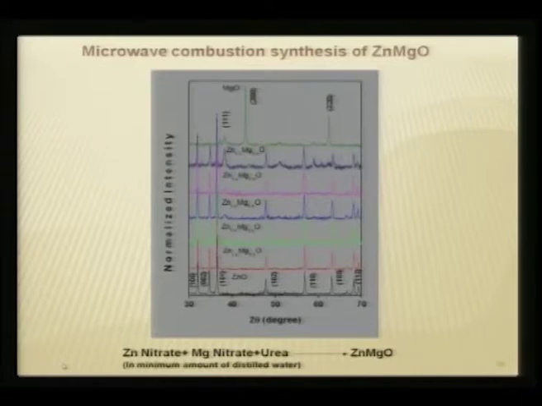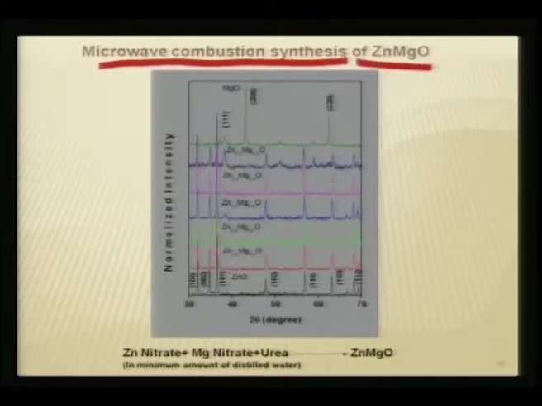Now, to prove this point as to how this chemical synthesis can control the PL properties, let us take one more example of a microwave combustion synthesis. Now, microwave combustion synthesis of zinc magnesium oxide is another approach. Now, it is not using the same polyol chamber that we use, in other words the Discoverer. This is a commercial microwave oven that you can use for heating and decomposing complexes.